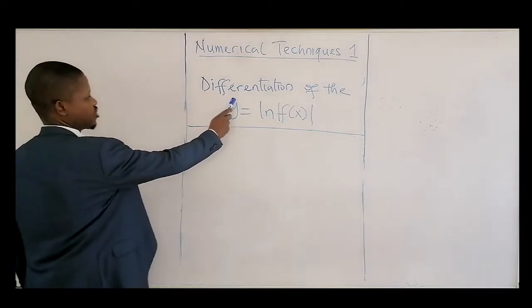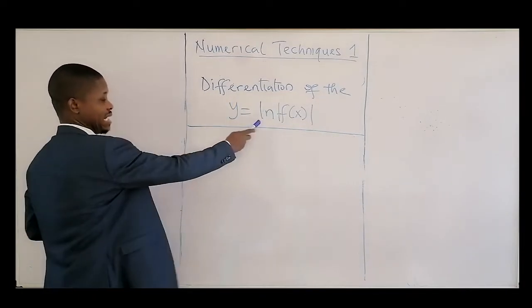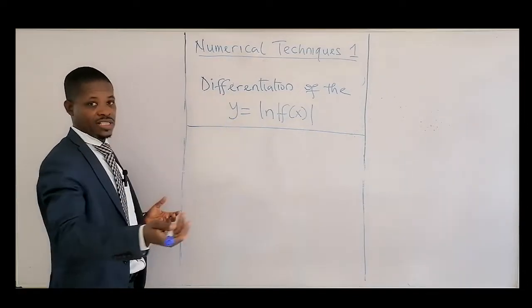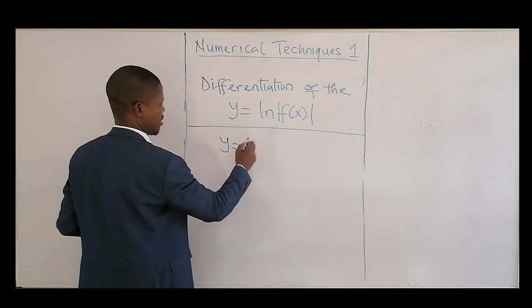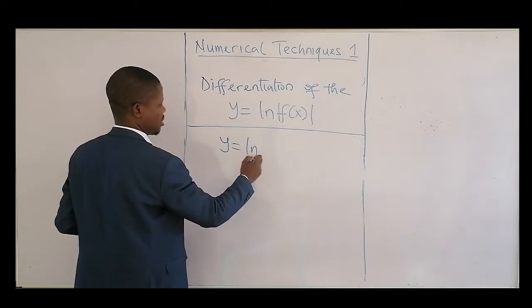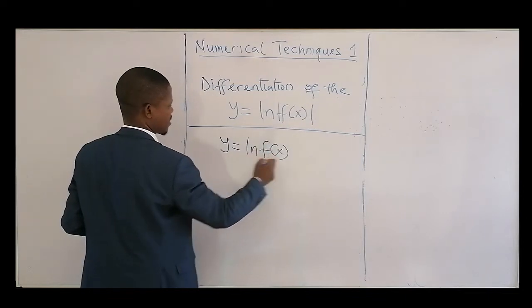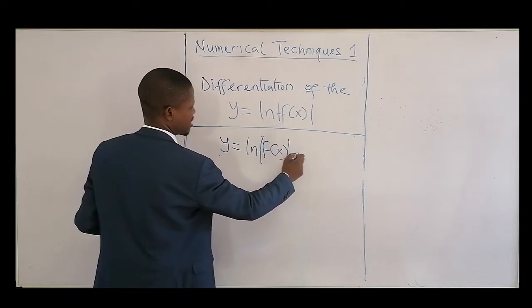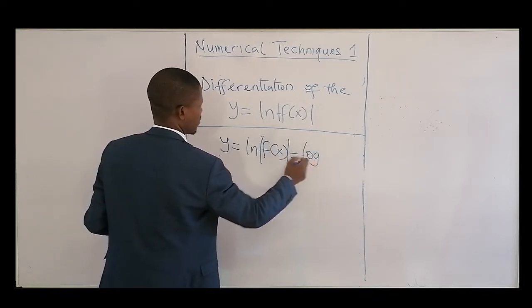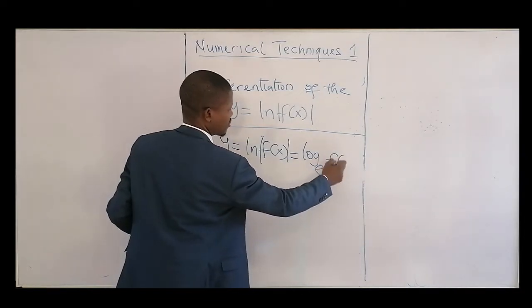Yeah, we are looking at the differentiation of a logarithm function of ln. That's log to base e. Y equal to ln f of x is the same thing as what? Logarithm ln is the same thing as logarithm to base e of that function.